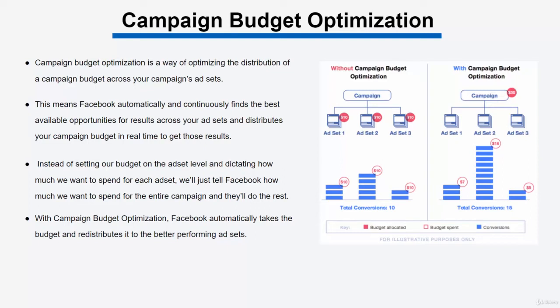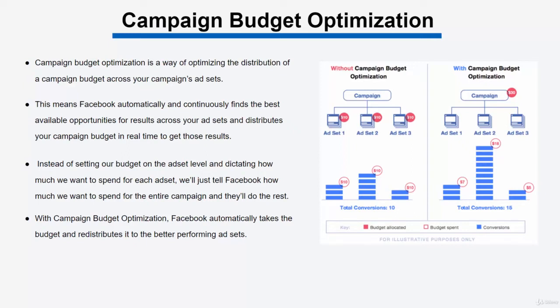With ad set 2, we see that's the clear winner. They got 5 conversions for $10. On ad set 3, they got 2 conversions for $10. And ad set 1, 3 conversions for $10. So obviously here, ad set number 2 is a clear winner.